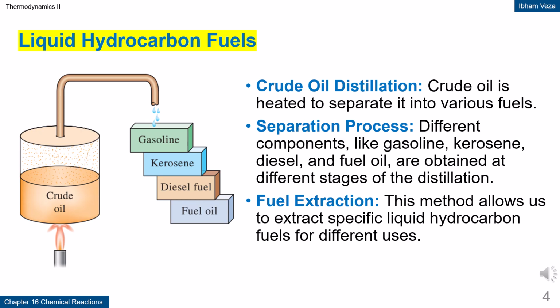Liquid hydrocarbon fuels. Crude oil distillation separates hydrocarbons based on their boiling points. From one raw material, gasoline, kerosene, diesel, and fuel oil are obtained for different applications. This process shows that fuels are complex mixtures, not single substances. Each fraction has different combustion characteristics and energy content. This is why fuel selection strongly affects the performance of energy systems.